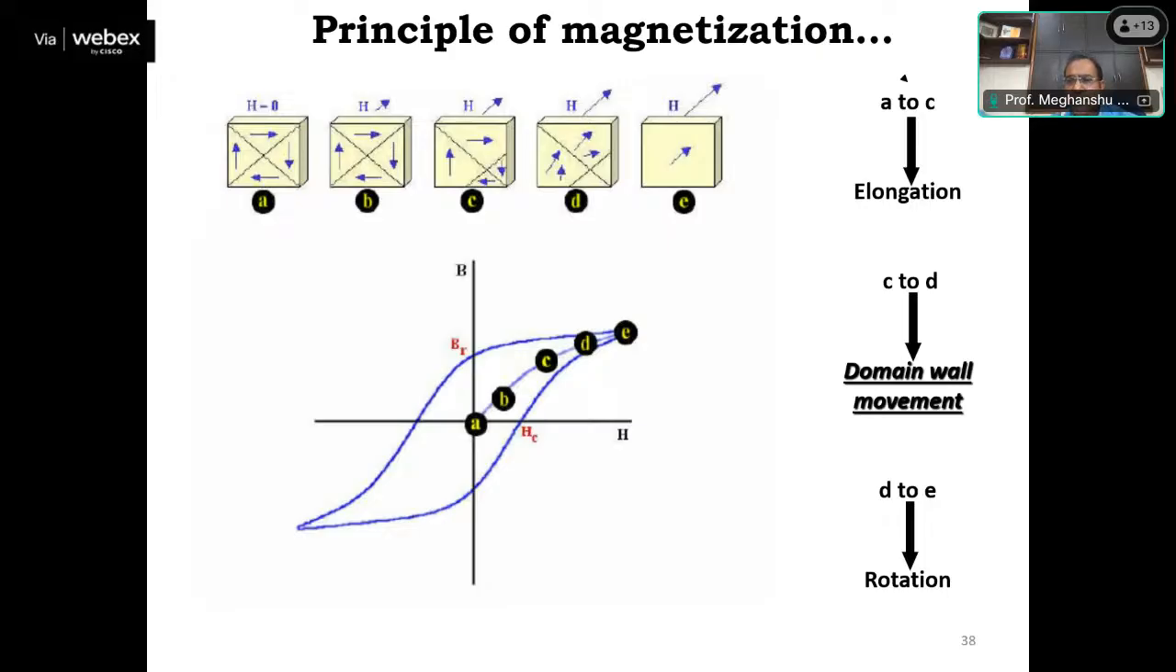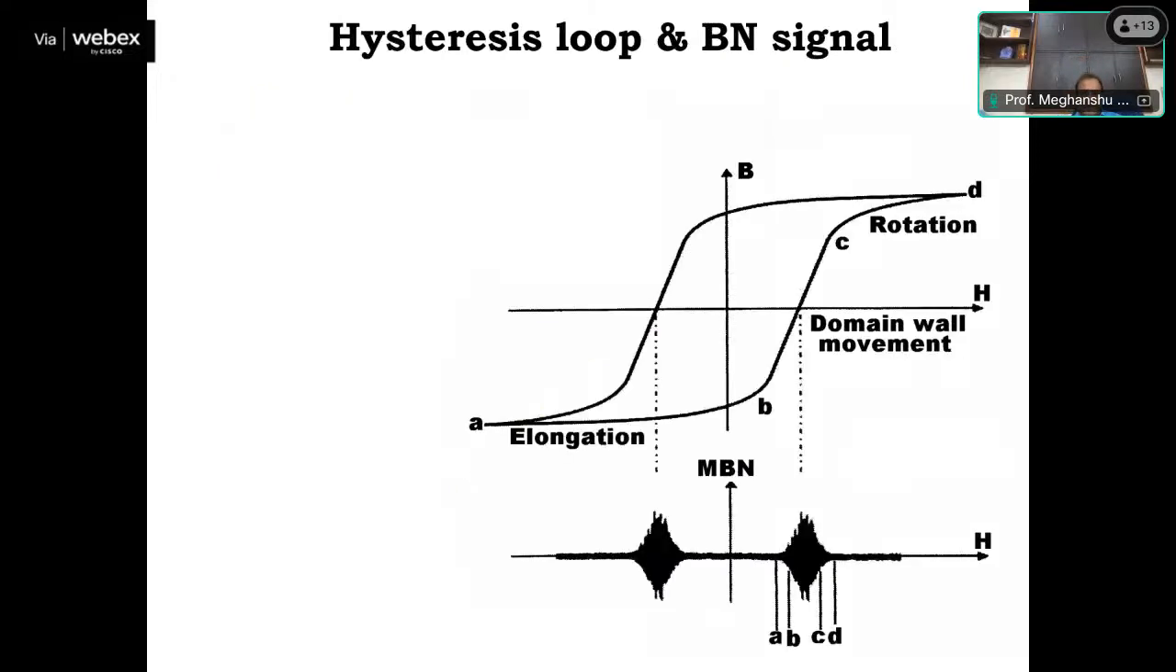So what is this elongation, magnetic domain wall movement or rotation that we can see here in this slide clearly? This slide is indicating point A, point B, point C and point D. From point A to B, the path is indicating elongation. From point B to C, the path is indicating domain wall movement. From point C to D, the path is indicating rotation.